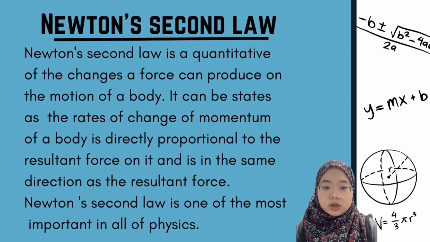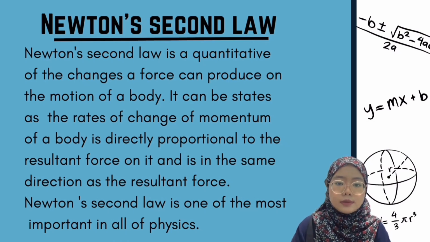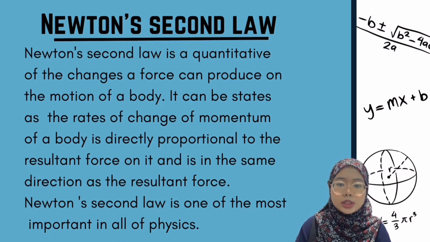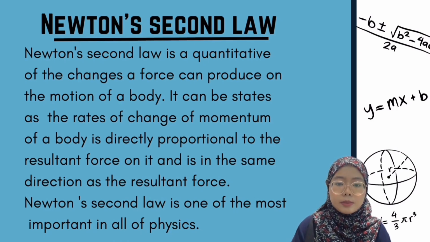So we want to talk about Newton's second law. What is Newton's second law? Newton's second law is a quantitative description of the change a force can produce on the motion of a body. It can be stated as: the rate of change of momentum of a body is directly proportional to the resultant force on it and is in the same direction as the resultant force.